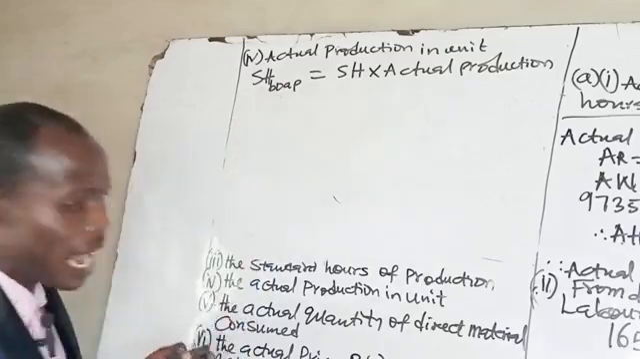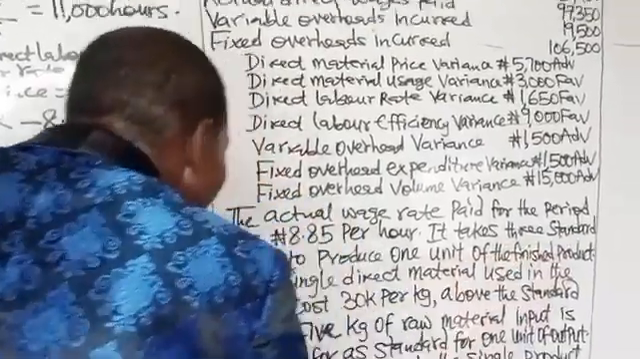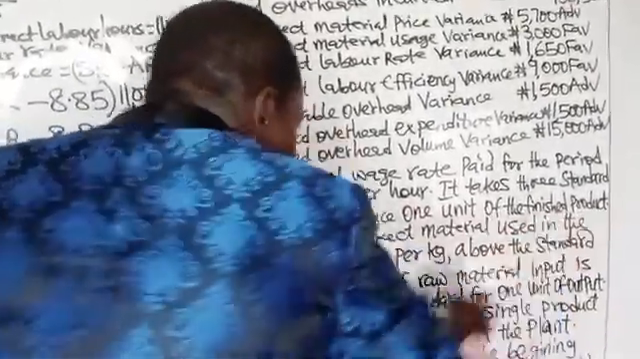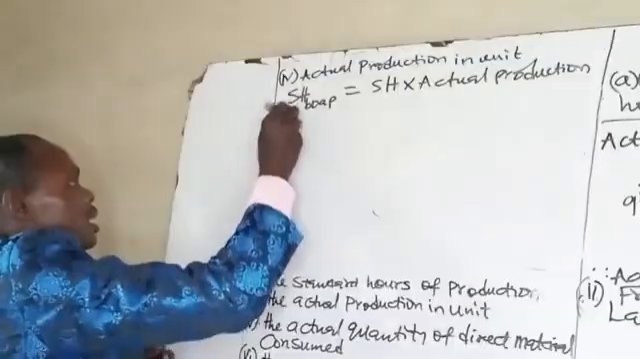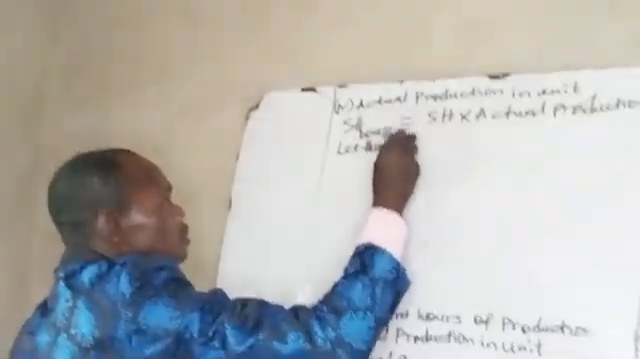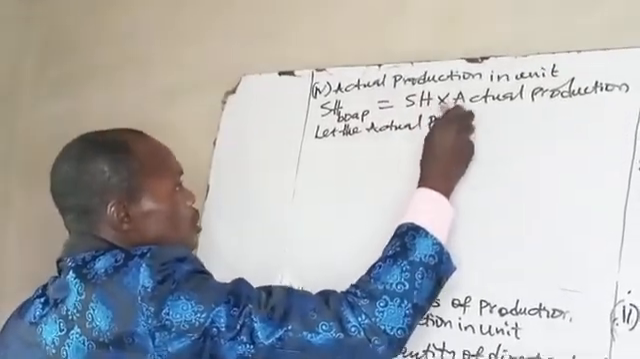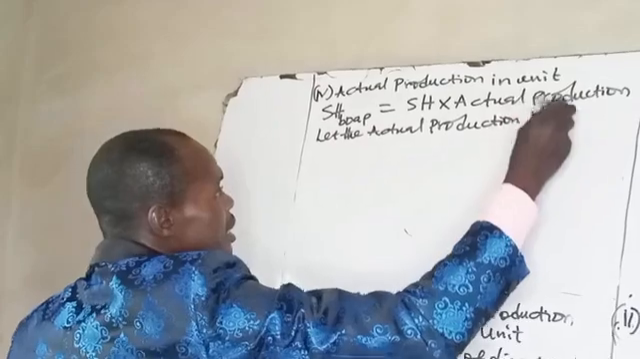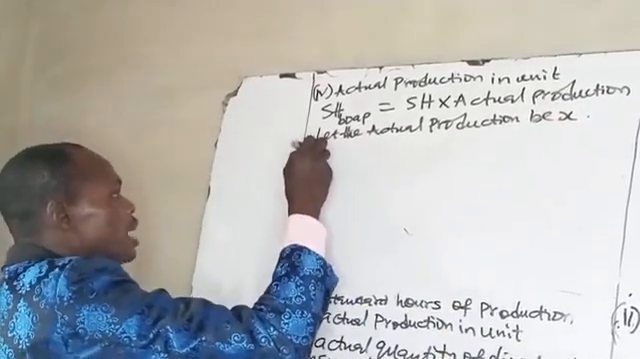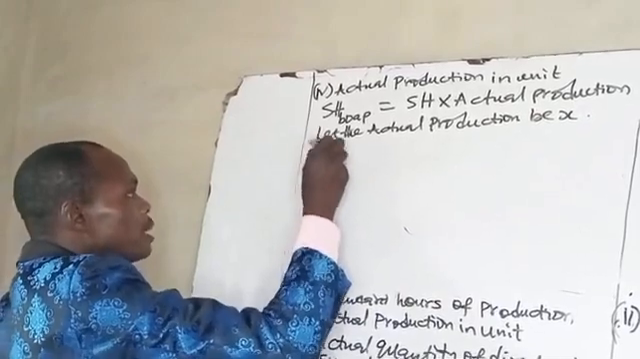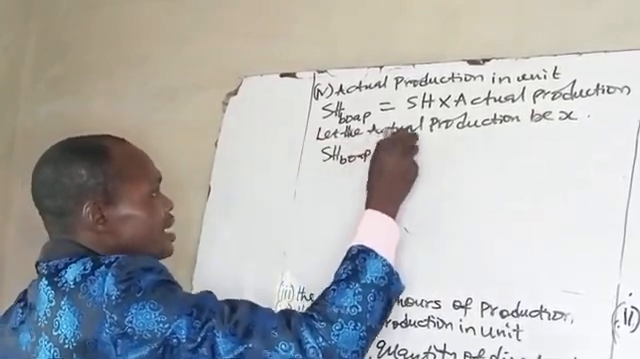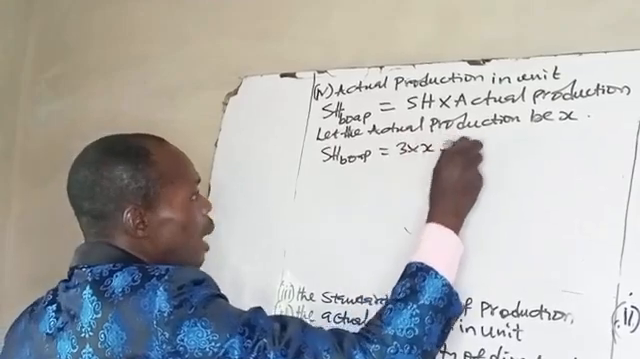And what is the standard hour? Back to the question. It takes 3 standard hours to produce 1 unit of the finished product. So the standard hour for a unit is 3. So if that is 3, then let the actual production be X. If that is X, so standard hours of production now will be 3 standard hours based on actual production. That will be 3 times X, which is 3X.